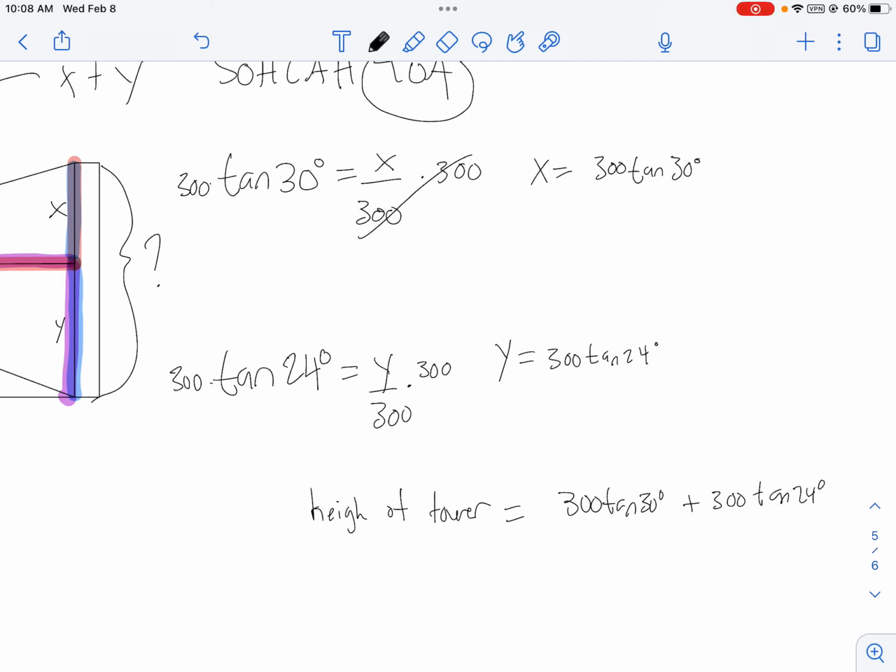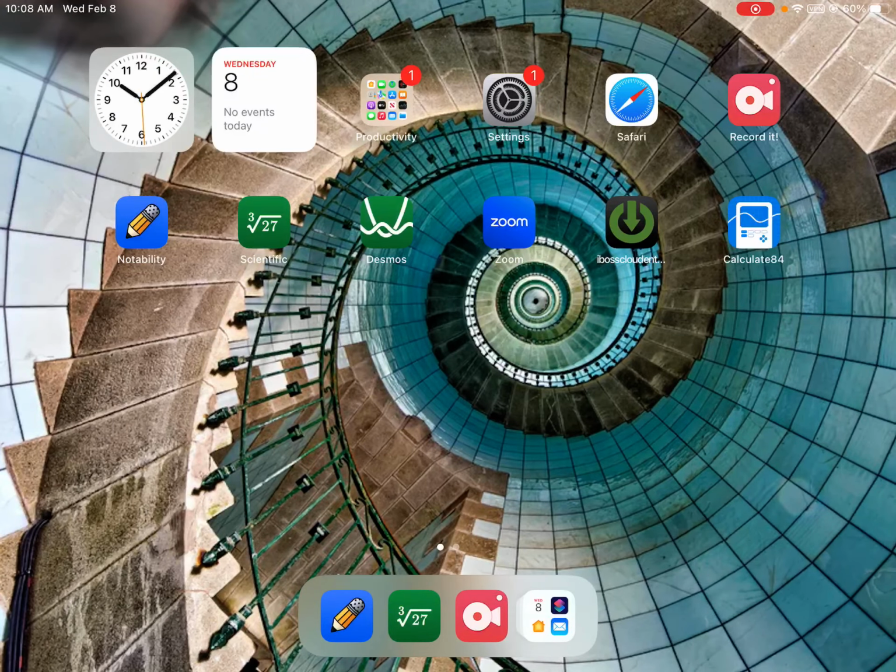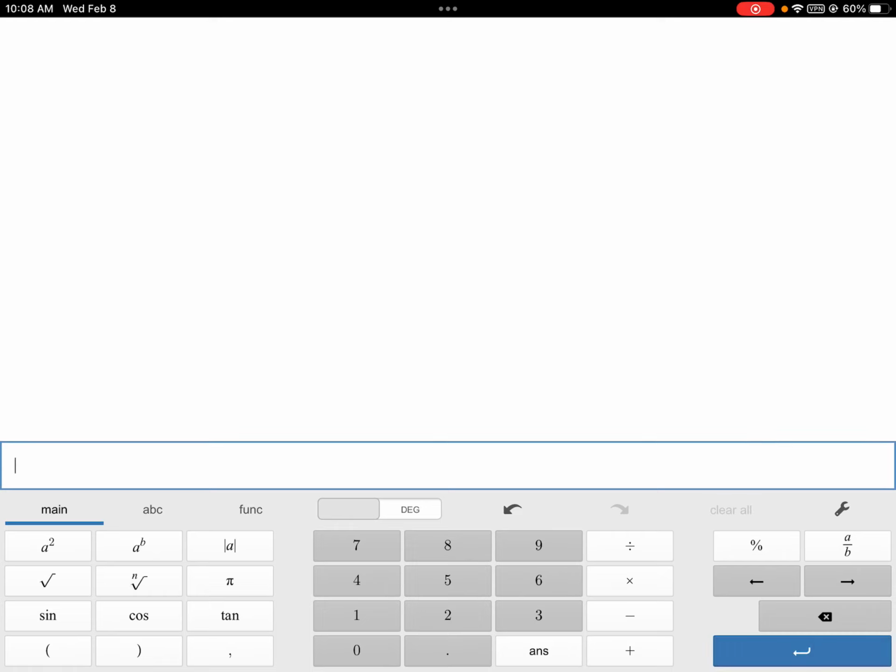These are not like terms. Don't add them together. Don't make it 600 tangent of 54. No, that doesn't work. Keep them separate. Your calculator can handle them separate. So at this point, literally just turn to your calculator, and make sure you are in degree mode. For the Desmos calculator I'm using, you'll see this little slider between RAD, radians, and DEG, degrees. You're using degrees. Make sure it is in degree mode, or else your answer will be totally off.